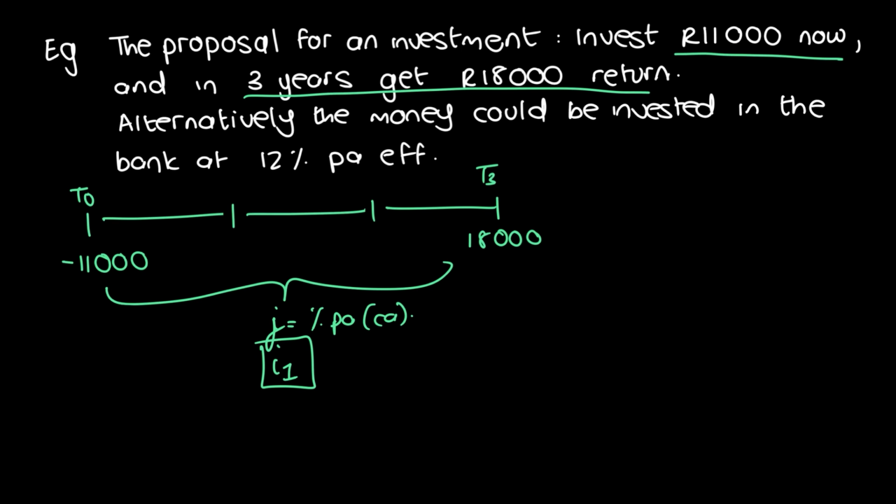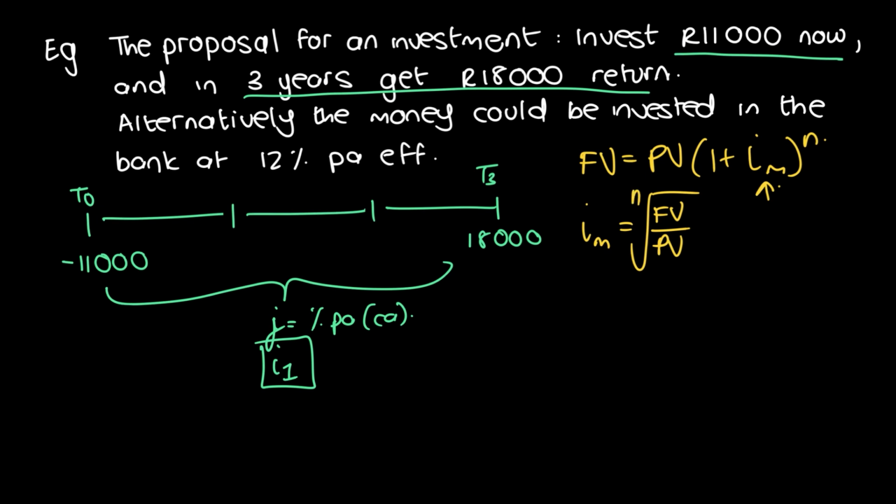So a reminder about our compound interest formula. It is future value equals present value times (1 plus i_m) to the power of n. And we want i1, so we want this one to be the subject of the formula. So just a reminder: it's (future value over present value) to the power of 1 over n, minus 1. If you're not sure on how to get there, there is a video that will go through that discussion for you. Alternatively, we could use our financial calculator to do that. And once again, there are videos to go through the compound interest.